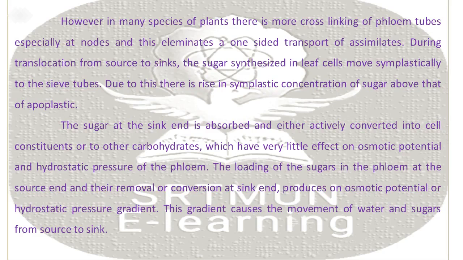The loading of the sugar in the phloem at the source end and their removal or conversion at the sink end produce an osmotic potential or hydrostatic pressure gradient. This gradient causes the movement of water and sugars from the source to sink.